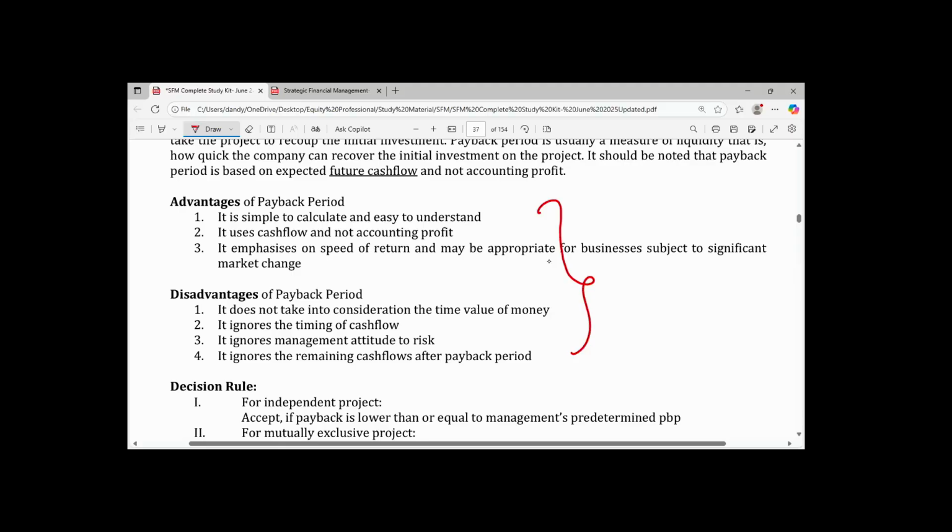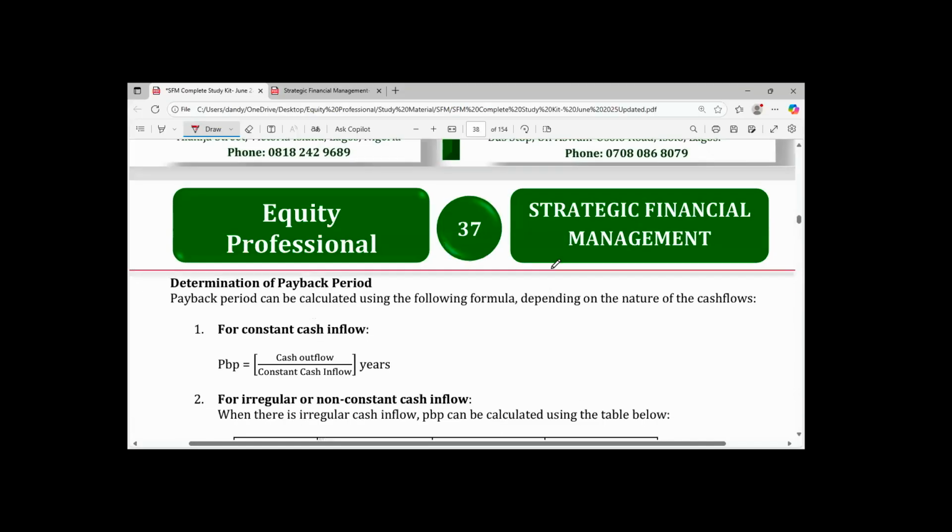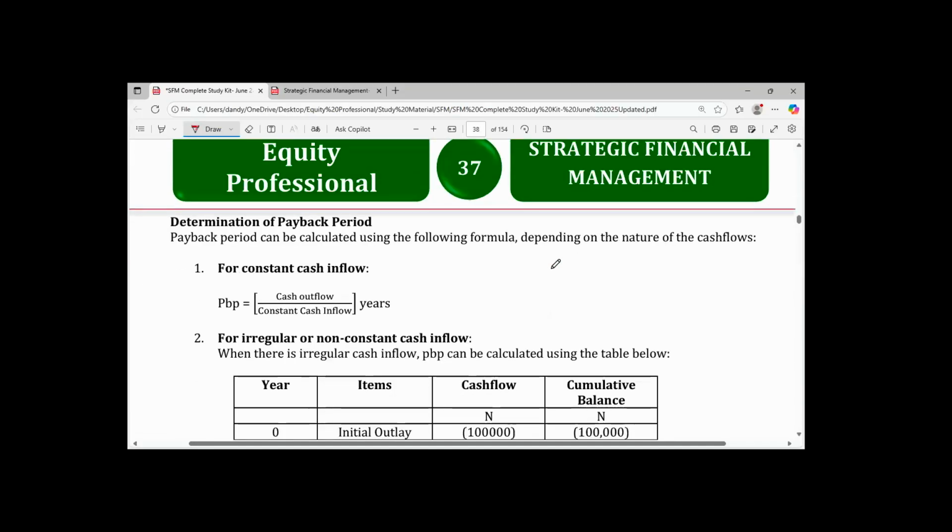Now, how do you compute payback period? How do you calculate payback period? There are two ways in which you can calculate payback period, depending on the nature of the cash inflows given to you. If you have a regular or constant cash inflow, then payback period is calculated as the ratio of cash outflow to constant cash inflow. That is, whenever you are given constant cash inflow, all you need to do is to divide the cash outflow, the initial investment, by the constant cash inflow.